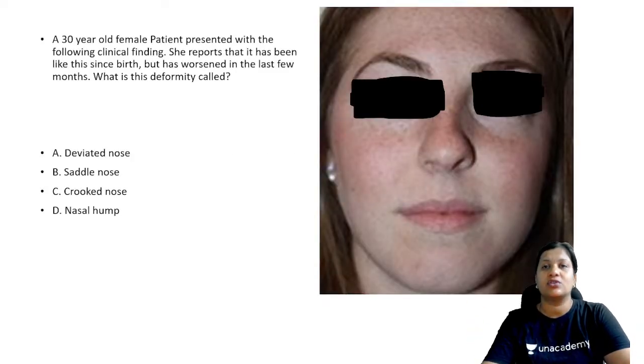You have a question over here which says that there is a 30-year-old female patient who presented with the following clinical finding. She reports that it has been like this since birth but has worsened since the last few weeks. What is this deformity called? Is this called a deviated nose? Is this called a saddle nose? Is it called a crooked nose? Or is this a hump nose? So you can quickly message me in the live chat as to what you think is the answer.